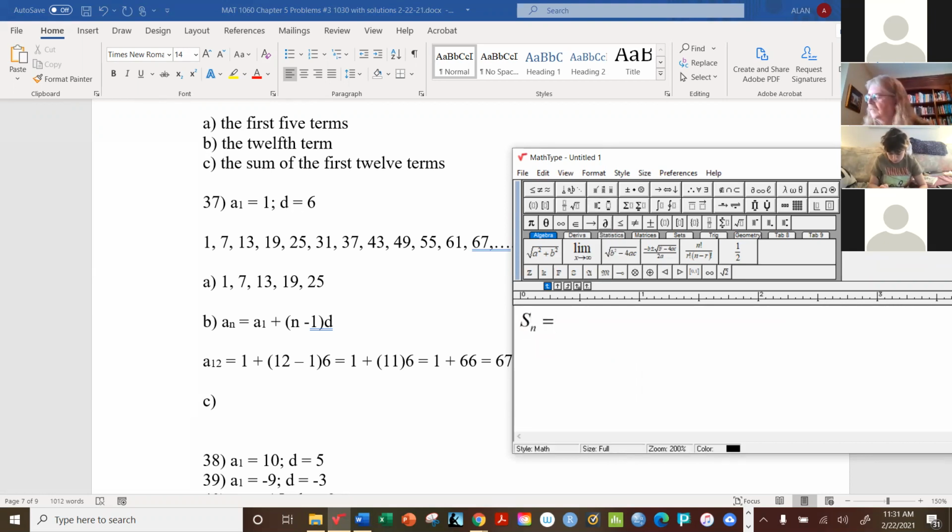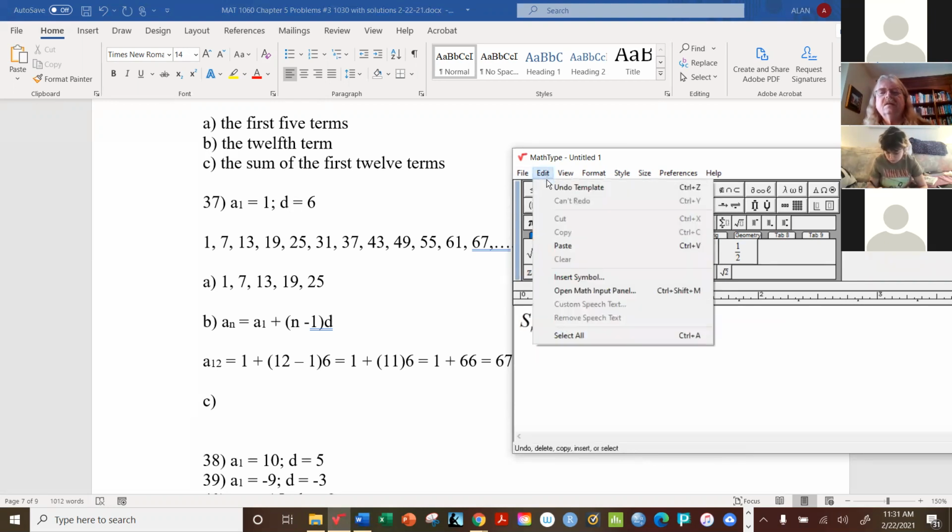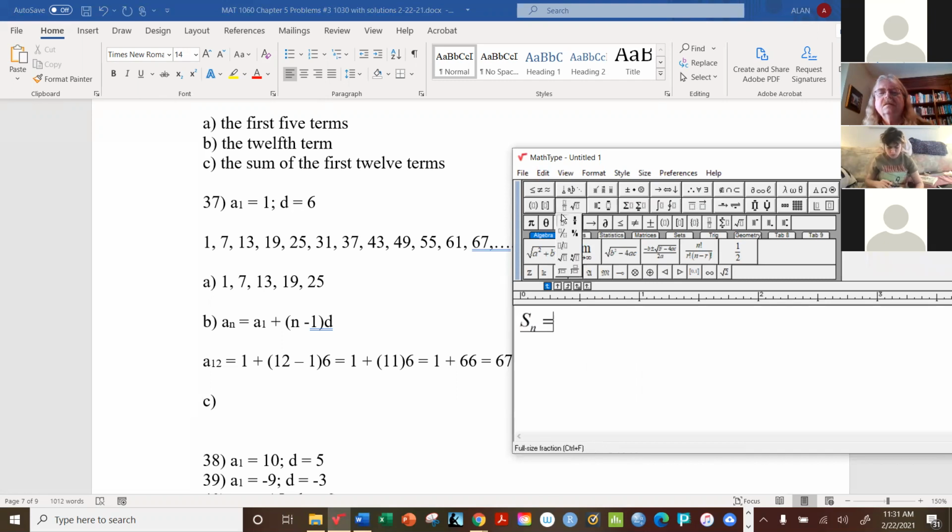equals the ratio of, oops, that's not what I wanted. N times, in parentheses, A1, whoops, that's not what I want either, plus AN all over 2.